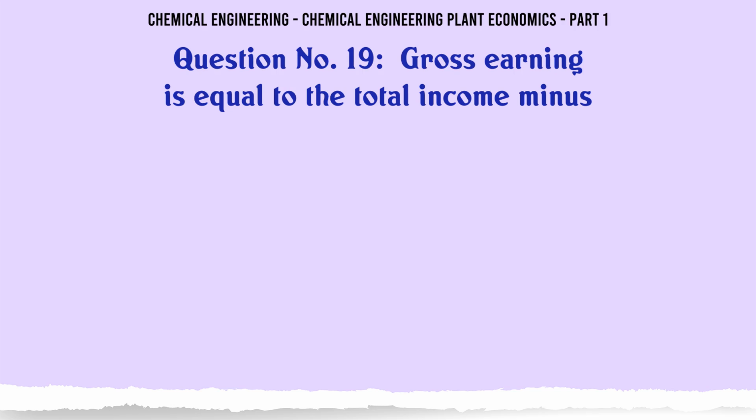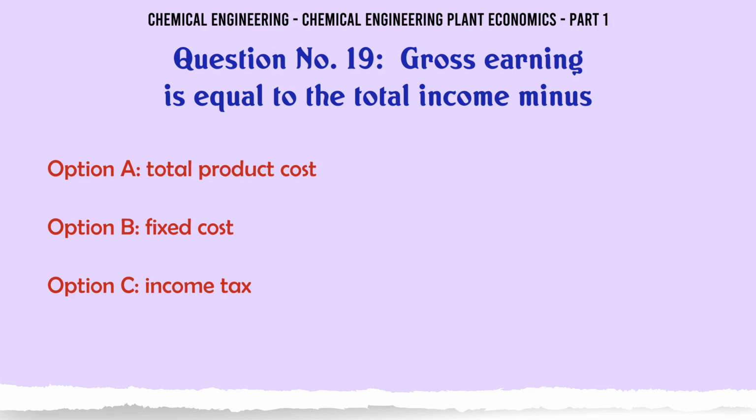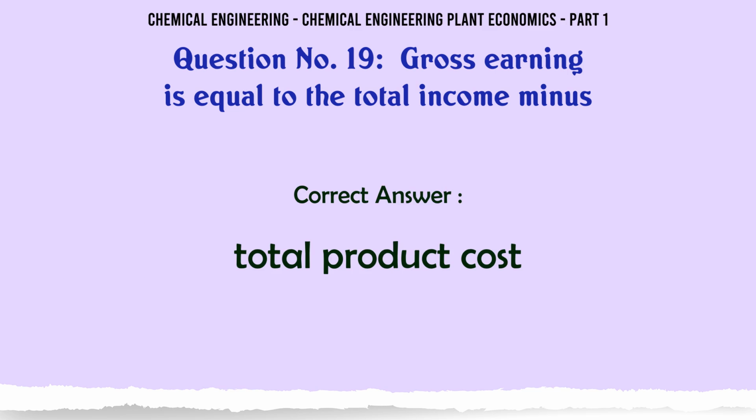Gross earning is equal to the total income minus A. total product cost, B. fixed cost, C. income tax, D. none of these. The correct answer is total product cost.